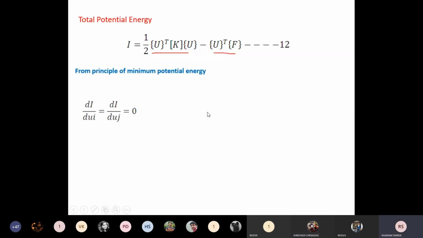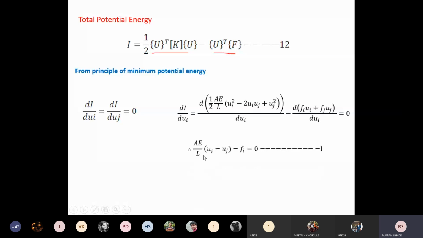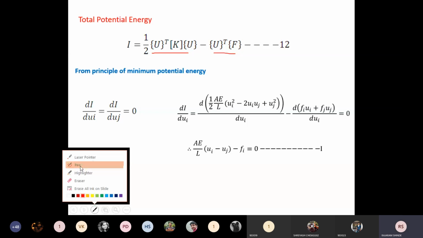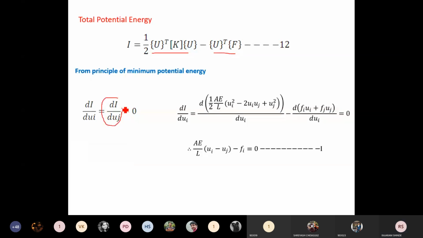Now we have differentiated this and we got the first equation. Now you tell me the second equation. Now you differentiate with respect to uj, this term. We have calculated the first term. The second term: AE by L times uj minus ui minus Fj.